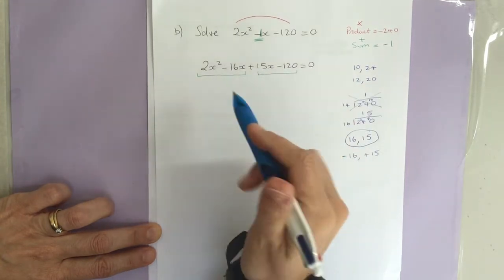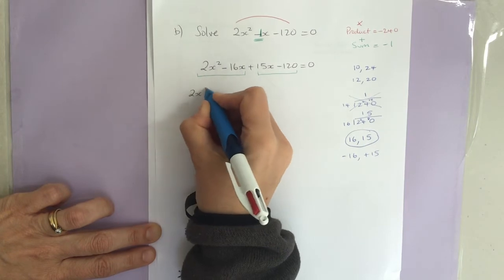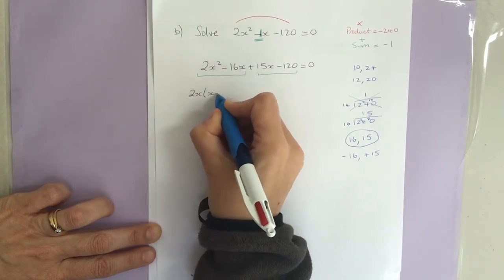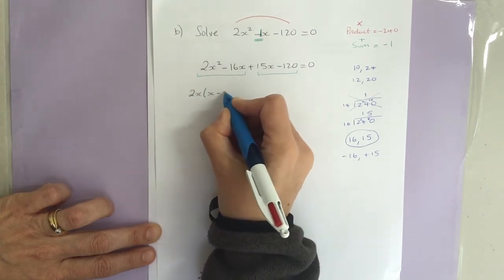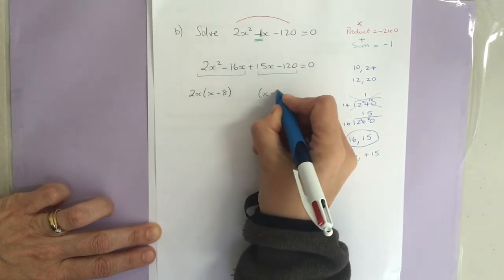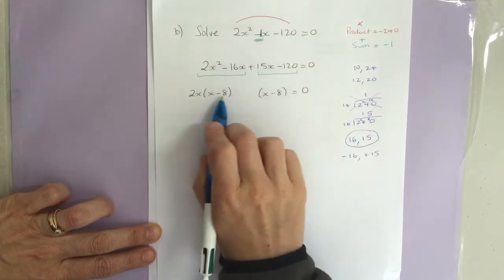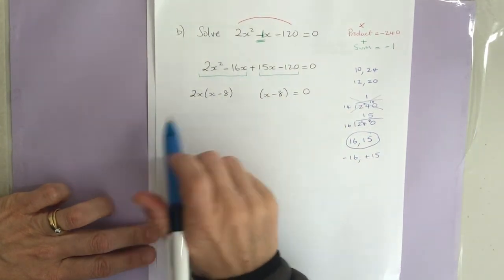So from this first expression, I can take 2x out. I can see there is a common factor, and that's going to give me x minus 8. And then I know for this next part that my bracket's going to be x minus 8, because that's how factorising works, doesn't it, with quadratics? I know that this needs to be the same thing. So let's look at this.